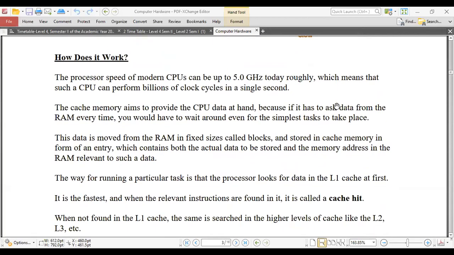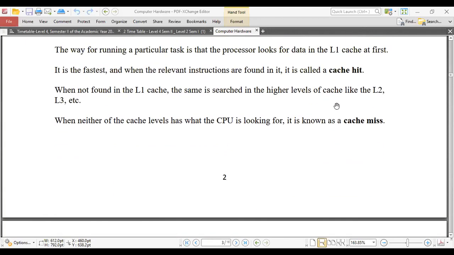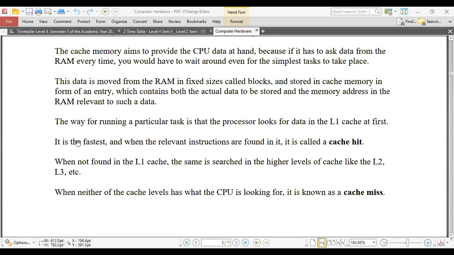How does it work? That is what I explained earlier. You can read it and understand. When the relevant instructions are found in the faster memory, it is called a cache hit. So when the CPU checks for an instruction in the cache, if it is matched, we call that a cache hit. If cache hits are there, then the speed of processing will be high. Again, if it is not in the cache memory, then that's a cache miss.